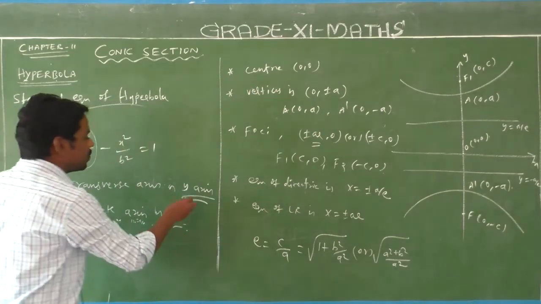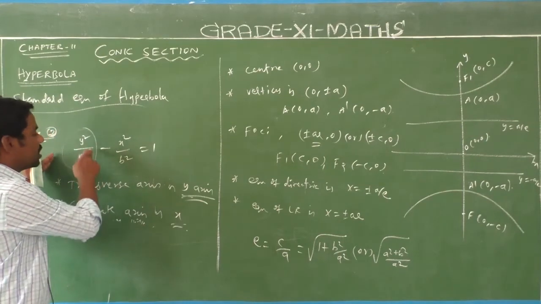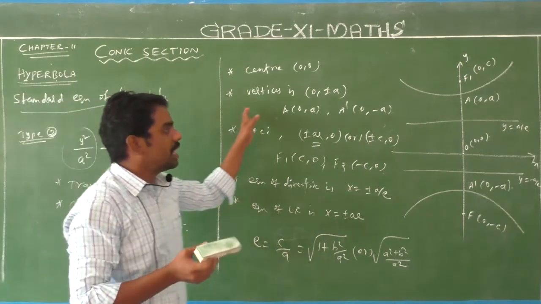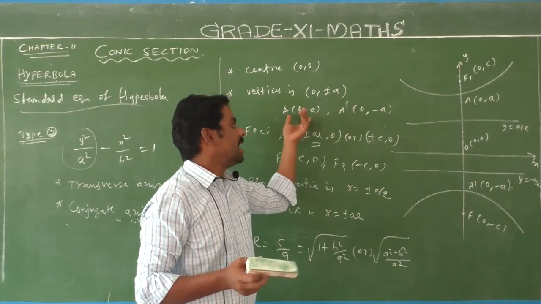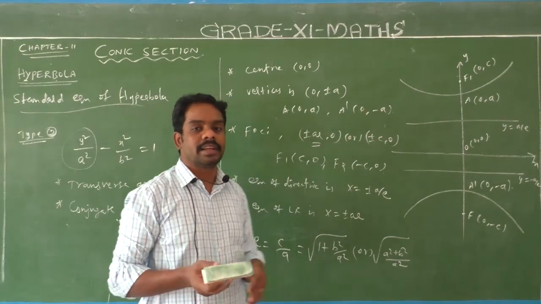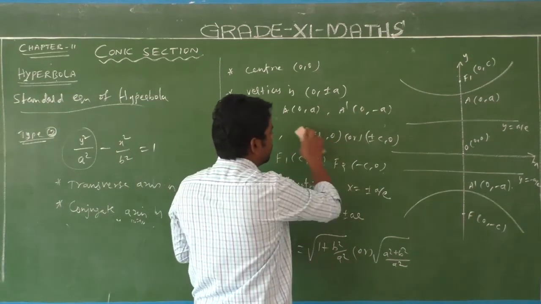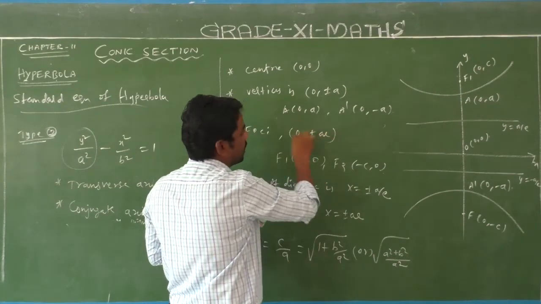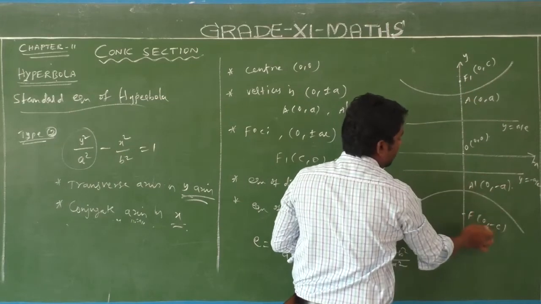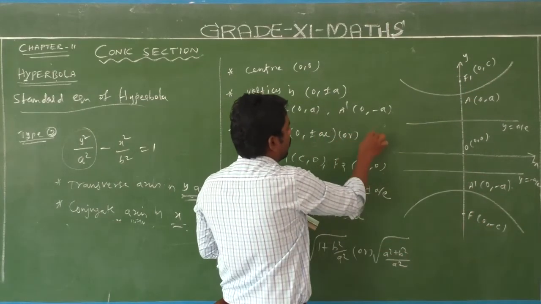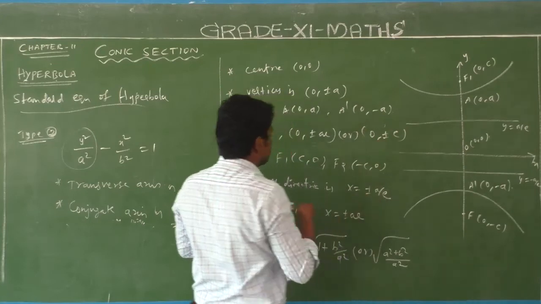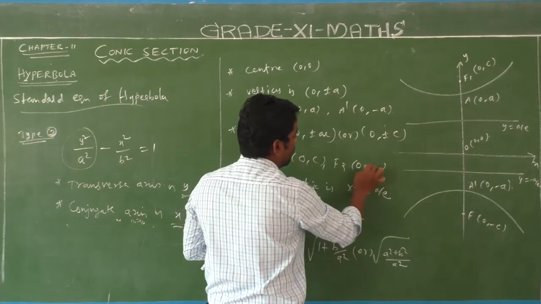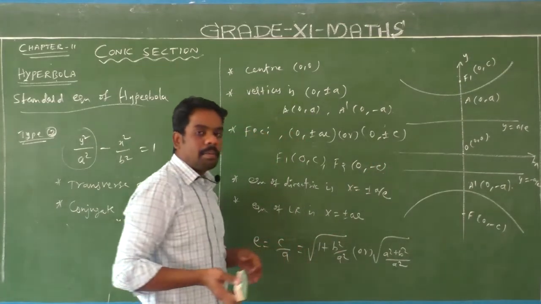But here the transverse axis is the y-axis, and the equation of the hyperbola is y squared by a squared minus x squared by b squared equal to 1. Then the vertices of the hyperbola are (0, plus or minus a), with A at (0, a) and A dash at (0, minus a). The foci are (0, plus or minus c). So F1 is (0, c) and F2 is (0, minus c).